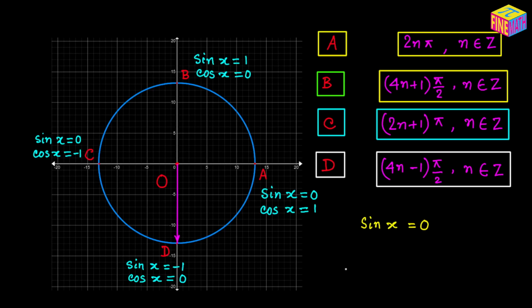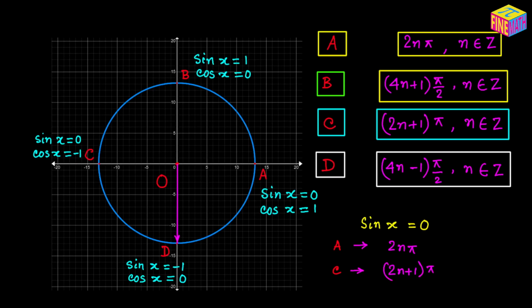So sine function is 0 at position A. So let me make a quick note right here. So if we have to solve this equation, which is sine of x equals 0, assuming x is an angle in radians, it is possible at position A and also at position C. Now what is the general form of the angle at position A? Well, that is actually 2n pi. And what is the general form of the angle at position C? Well, that is actually 2n plus 1 times pi.